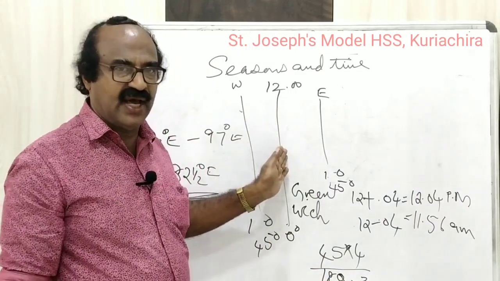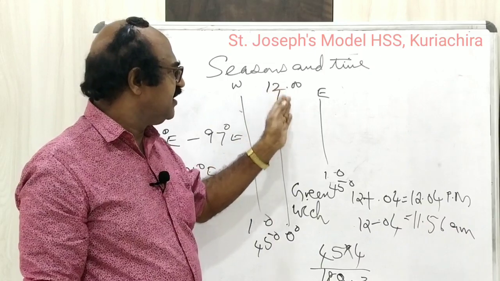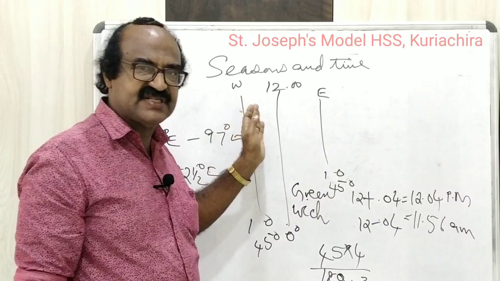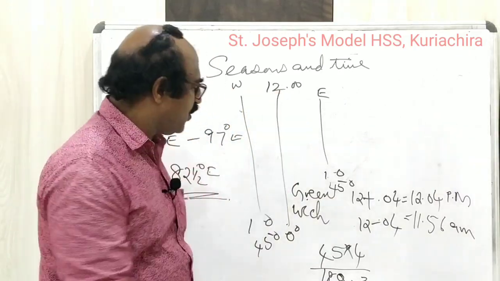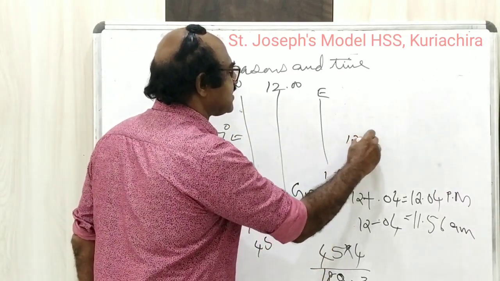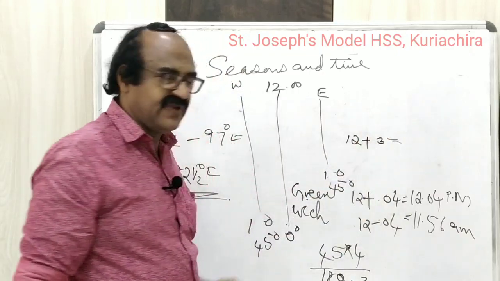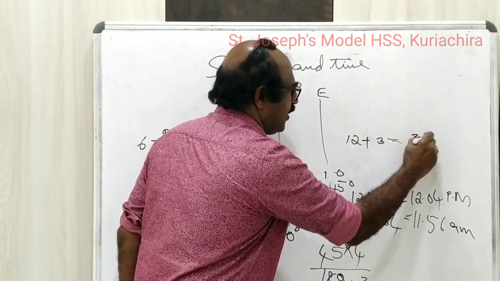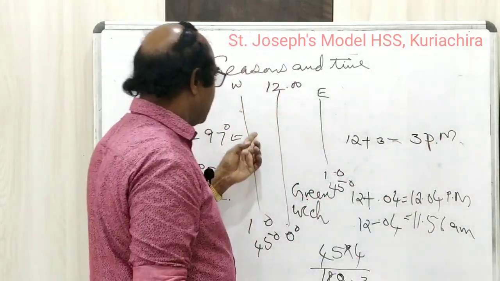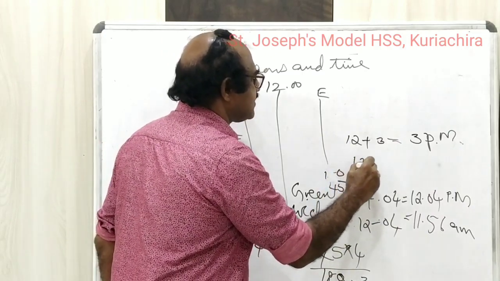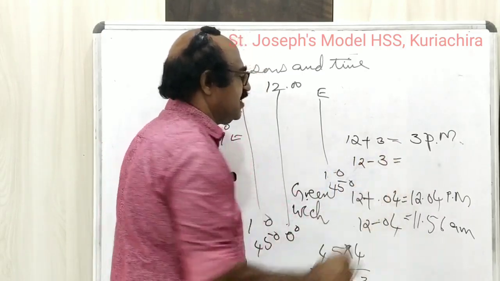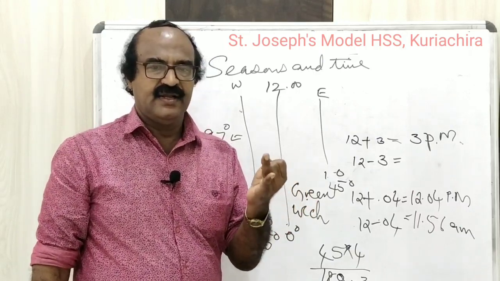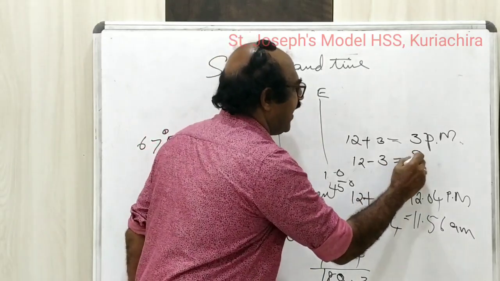Then I told you that from the Greenwich line to the east, time advances. From the Greenwich line to the west, time decreases. So you have to add 12 plus 3, then you will get 1, 2, 3. That is 3 p.m. Here, 12 minus 3, then you will get 11, 10, 9. 9 a.m.